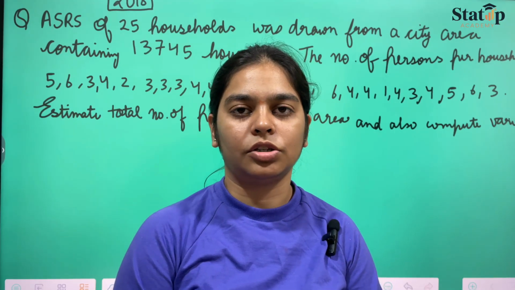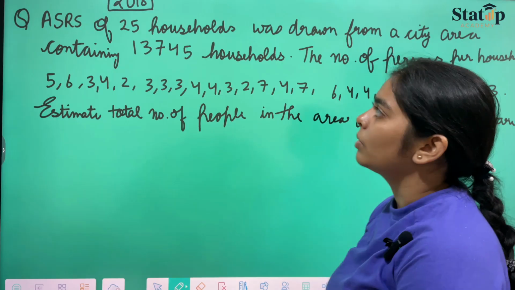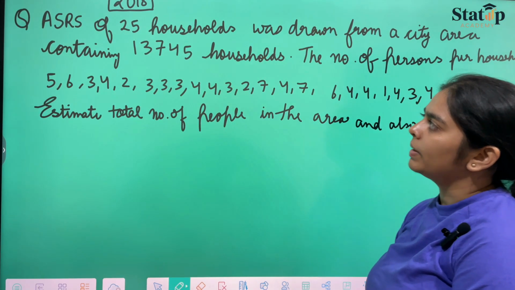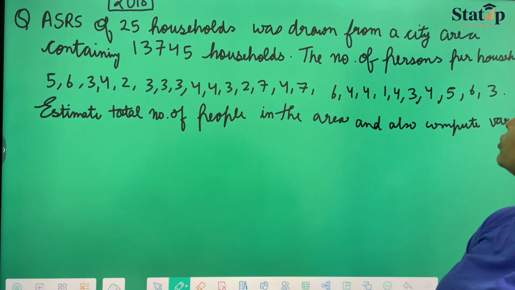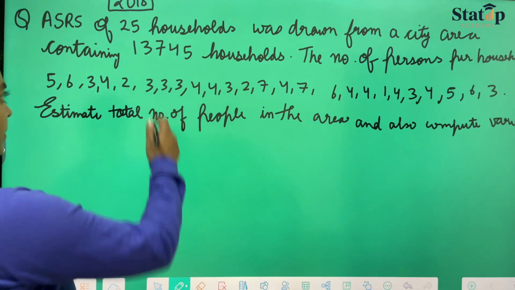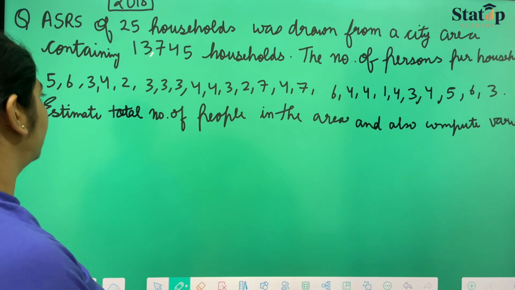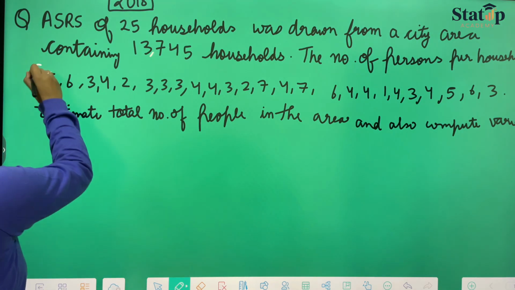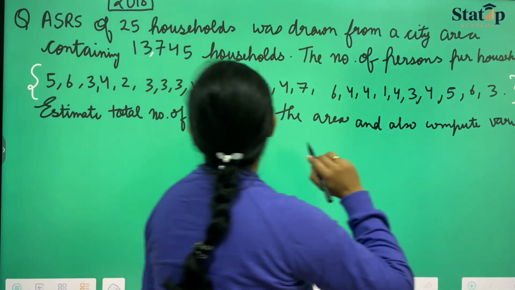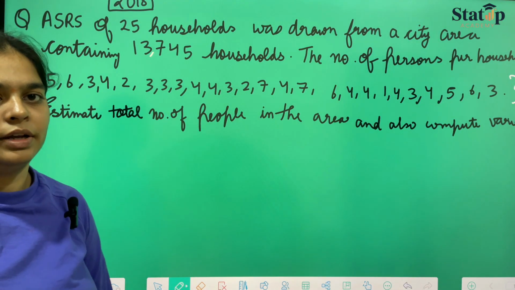and Neyman allocation today. So the numerical example is from the 2018 paper, which says that a simple random sample of 24 households was drawn from a city area containing 13,745 households. The number of persons per household were given in the samples. So these are the number of people, which is 25 in total. Estimate the total number of people in the area and also compute the variance.